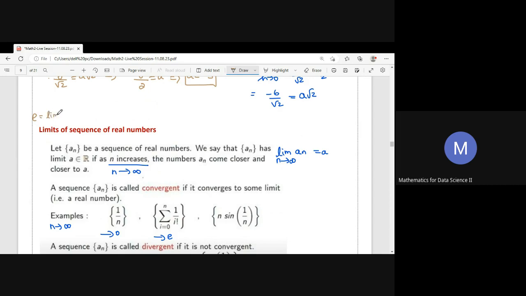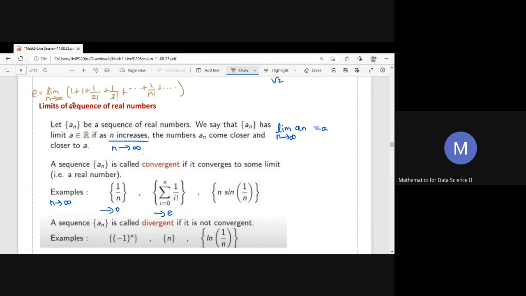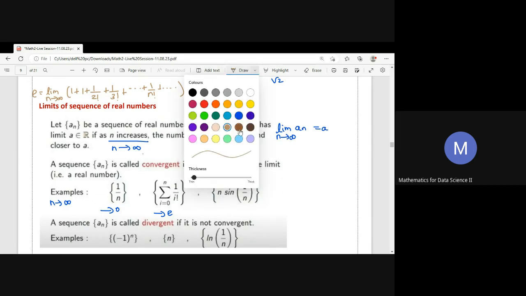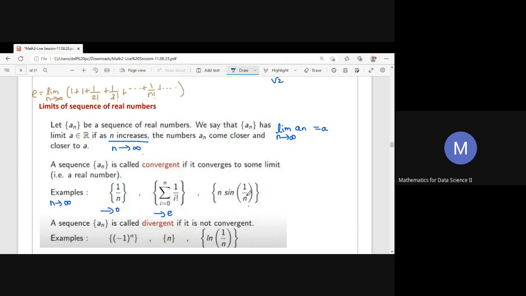You can write it as limit n going to infinity of a summation. I can expand it and write 1 plus 1 plus 1 by 2 factorial, 1 by 3 factorial plus etc. So the limit of this series is e. It is also the limit of a particular sequence. We will see it next. So this is something you should know. You have definitely done this in your previous course, I guess. Please verify it.